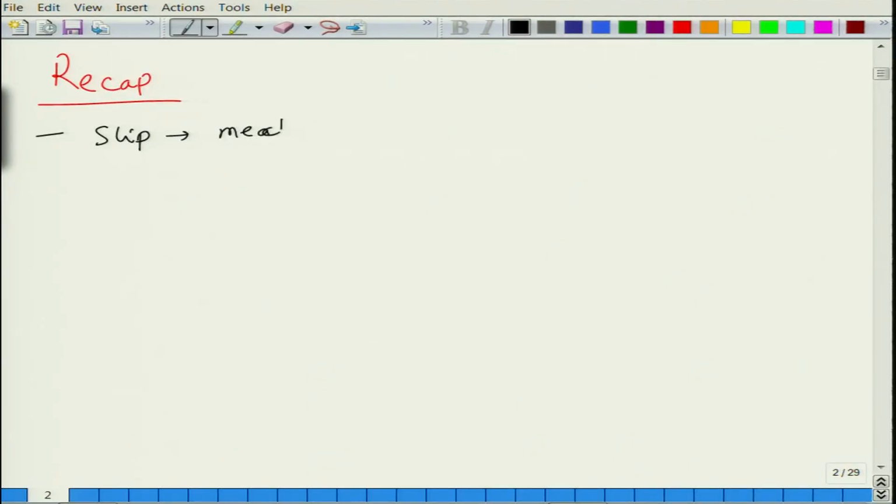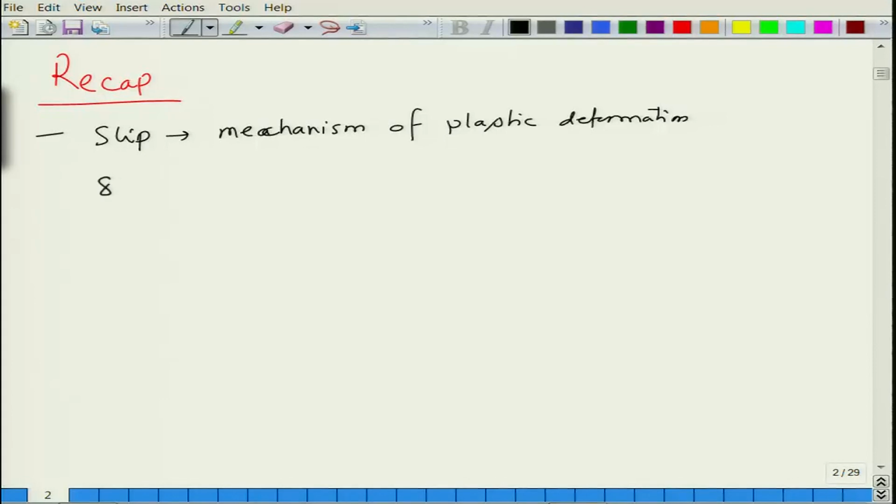In the last class, we explored the phenomenon of slip, which is a mechanism of plastic deformation. Slip is basically slipping of a bunch of atoms against another bunch of atoms across a slip plane along a direction. The combination of this slip plane and direction gives rise to what we call a slip system.